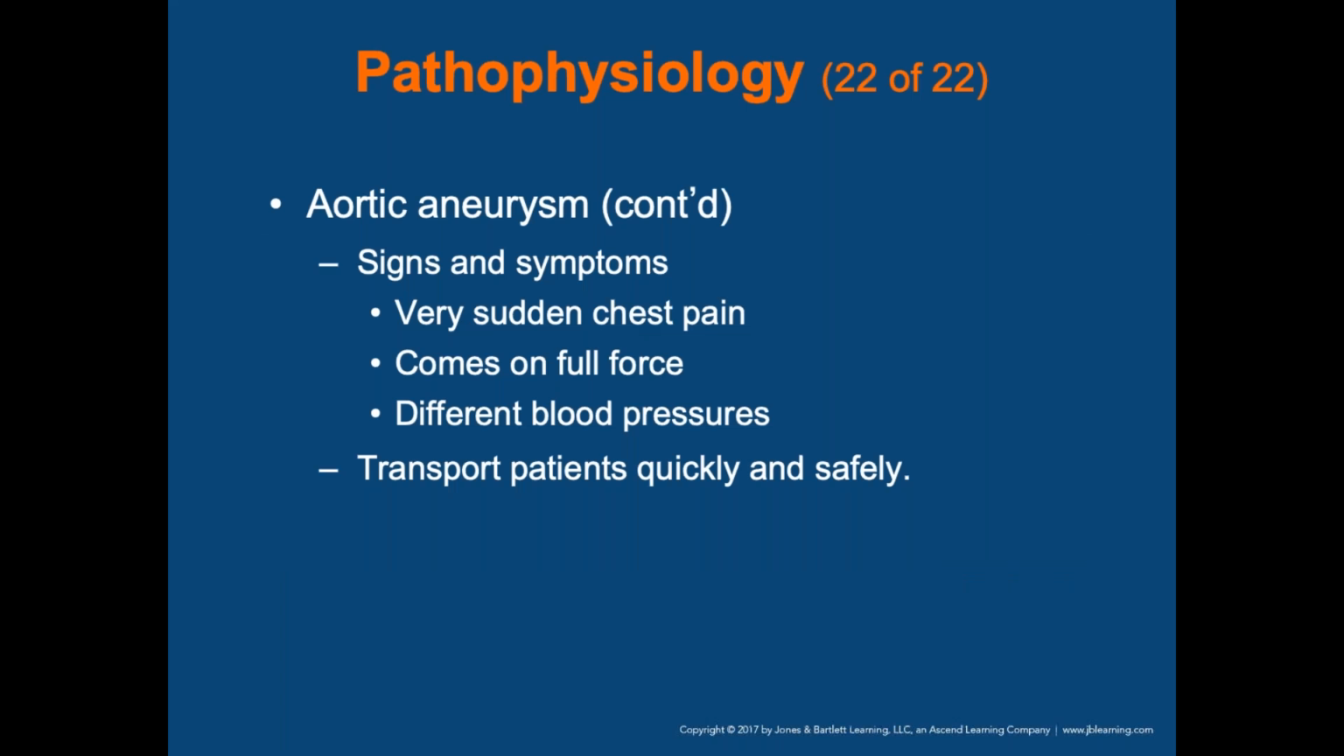So some signs and symptoms of an aortic aneurysm: very sudden chest pain, which comes on full force. Different blood pressures as well. So check a blood pressure from right to left and transport patients quickly and safely. These patients need to be at an OR quickly.